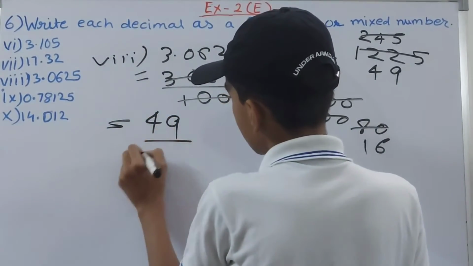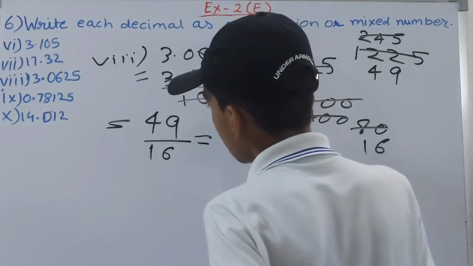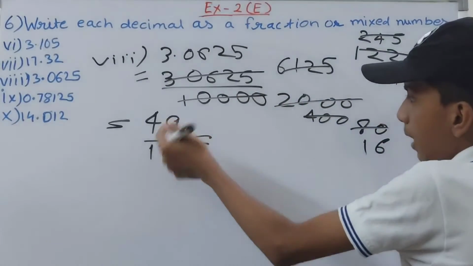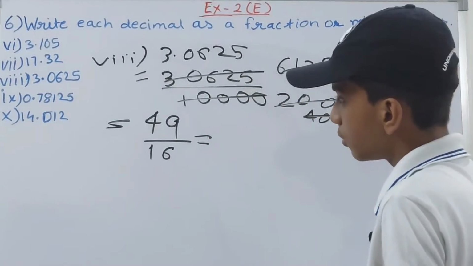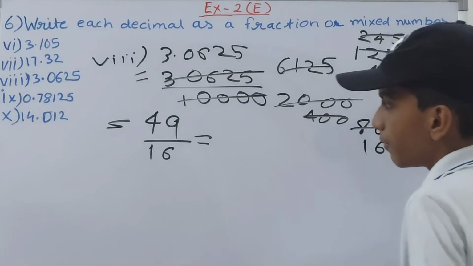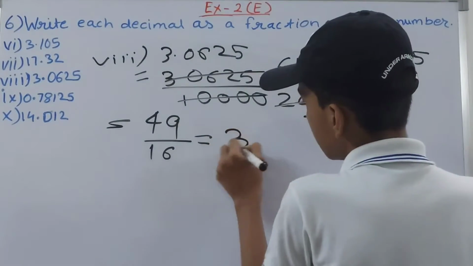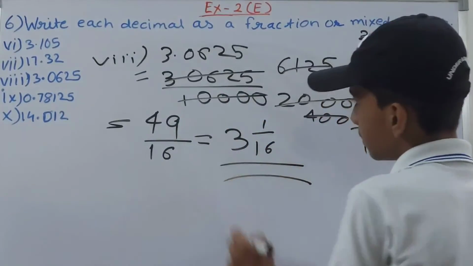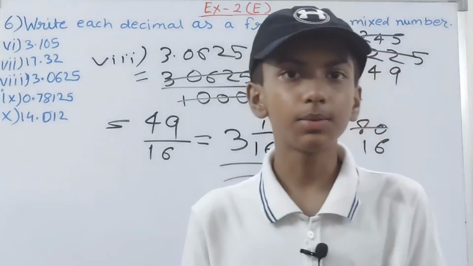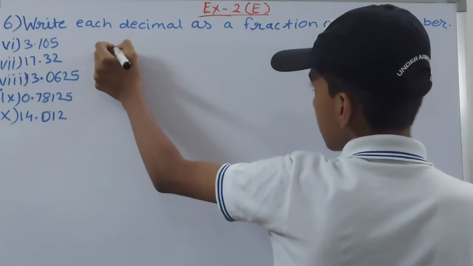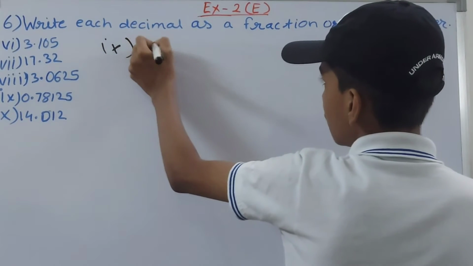49 upon 16. This will convert into the mixed fraction, right? So 16 1s are 16 and 16 2s are 32, and 16 3s are 48, right? So we'll have it here 3 whole and 1 will be left, so 1 upon 16. This becomes our answer. Let's move on to the next part, right? Next one we have 9th part, right? And this one is, what is it?